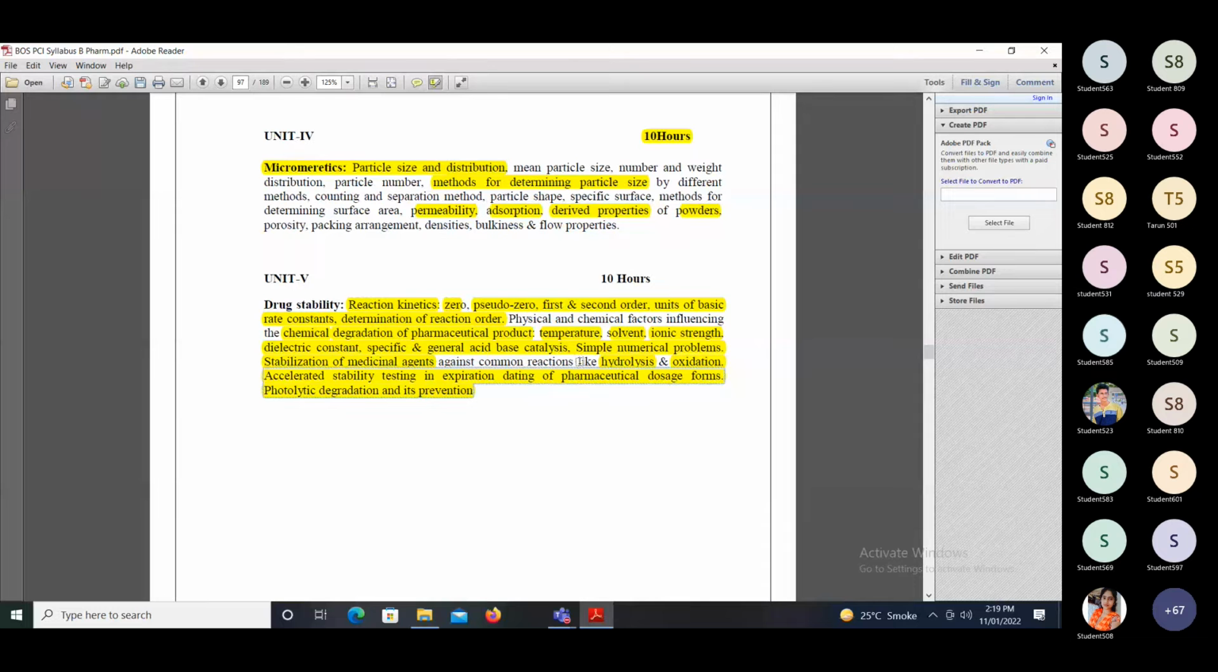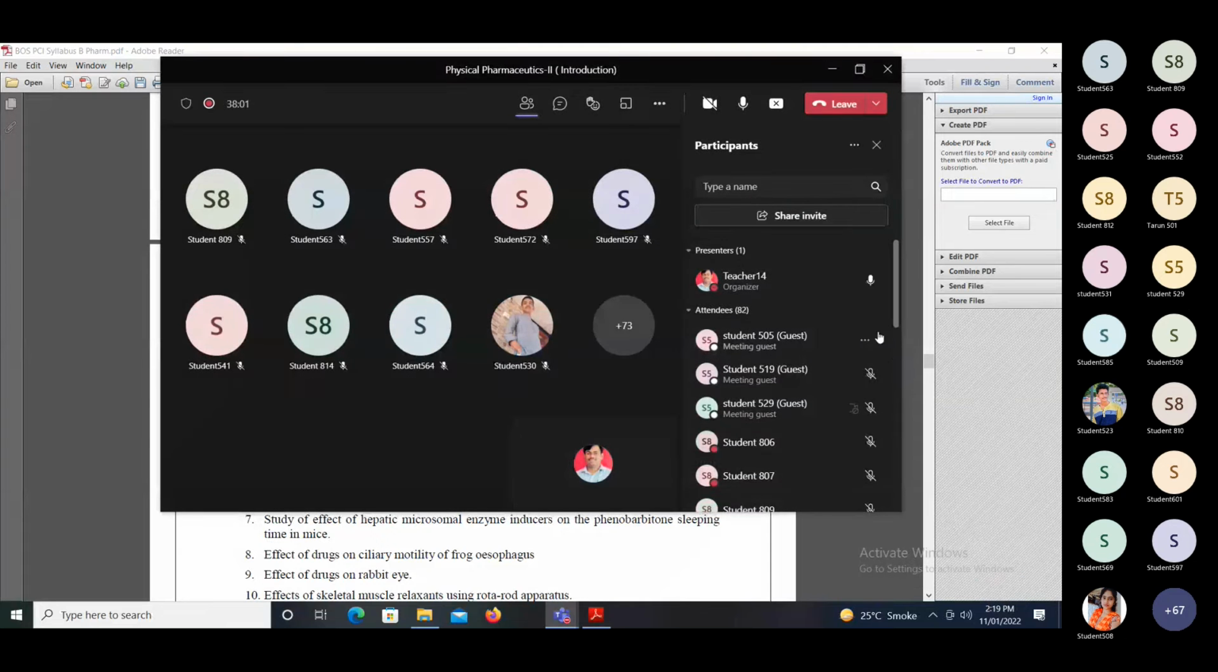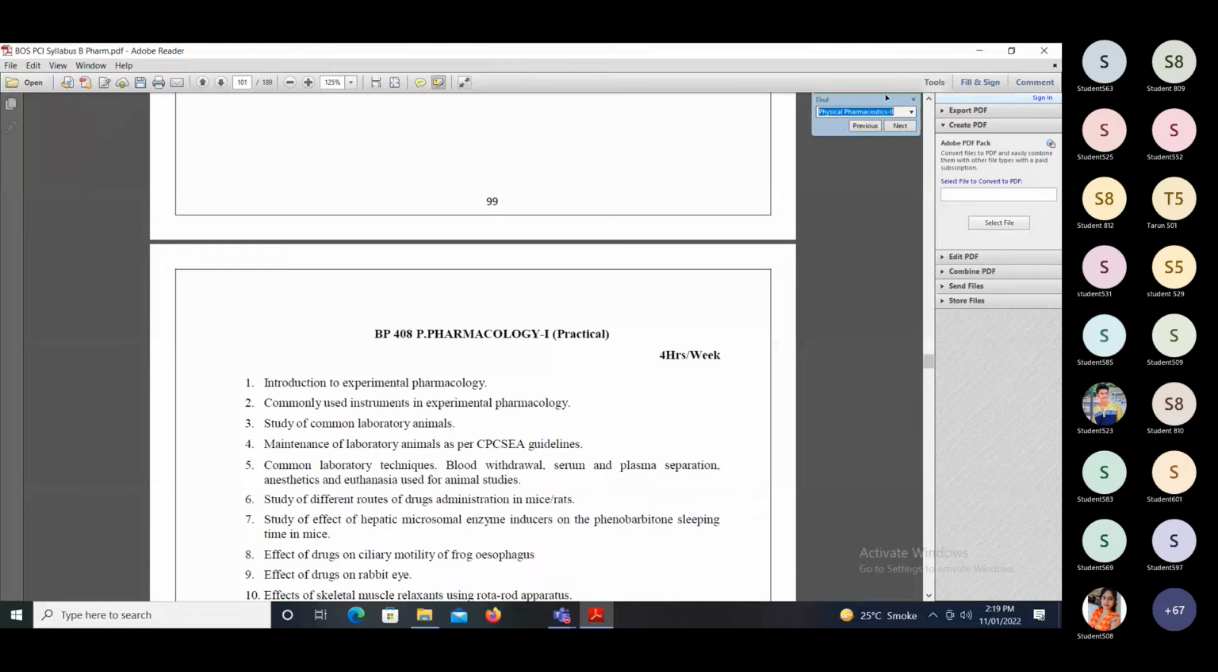Okay. Now, this is about the physical pharmaceutics 2 syllabus for the fourth semester. Yes, students, is it clear now? What are the units included in this physical pharmaceutics 2? There are total 5 units. Yes, students, there are total 5 units. First unit is, yes, what is the first unit?